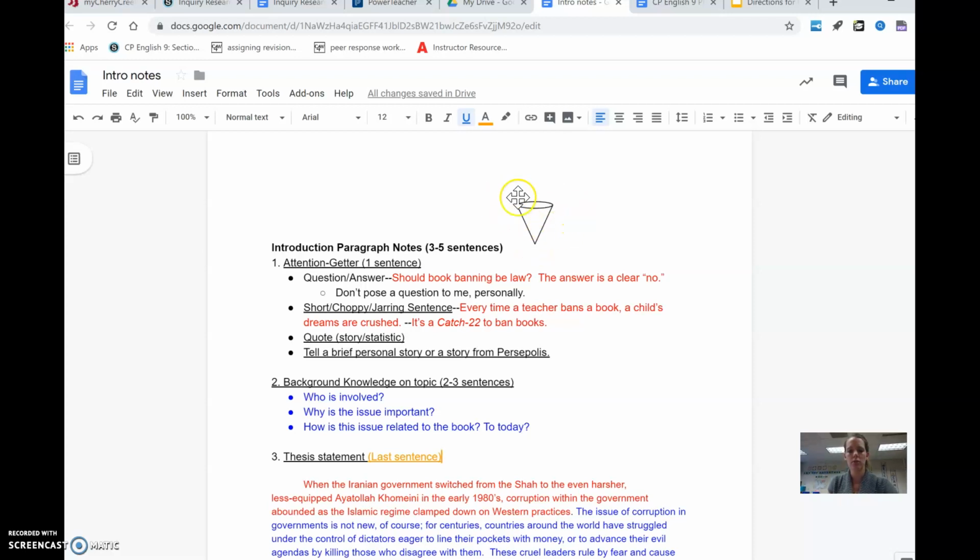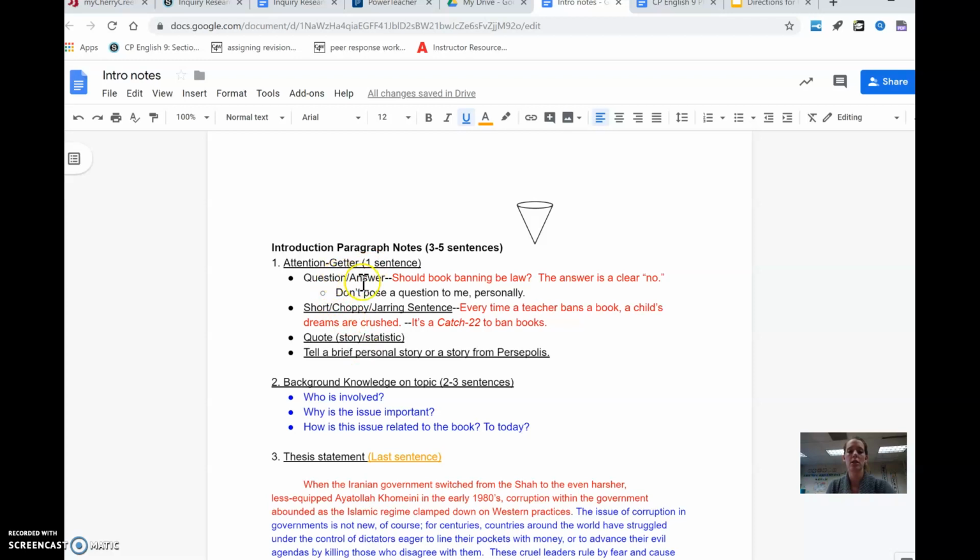So to start really broad, you can do one of these things. It's a one sentence kind of attention getter. Some people call it a hook. I think a hook is an interesting way to say it, but it's just something to engage the reader, your audience, in your paper. So you can do one of these things.